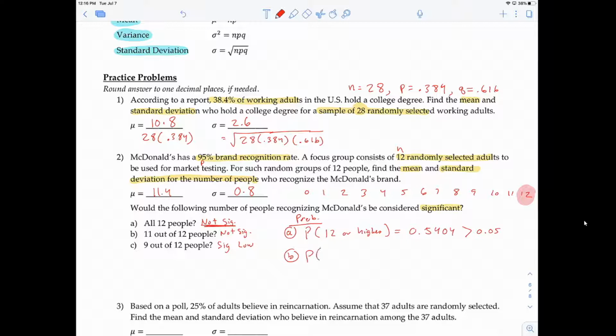We're going to find the probability of 11 or lower. All right, so 11 or lower, we can use binom CDF, right? So again, we're looking at the probability of 11 and to the left. So we're going to use binom CDF.